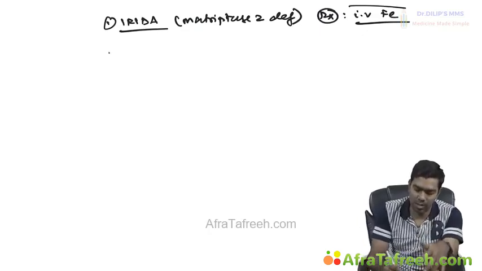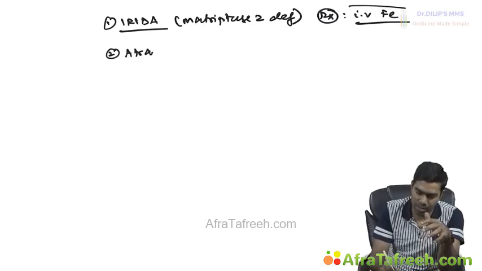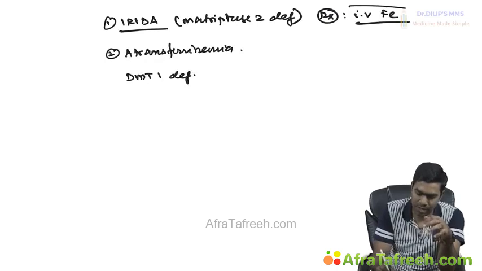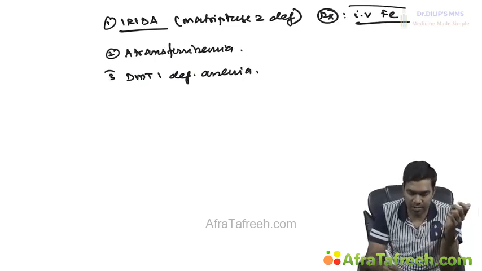But the two other things that you have to know are atransferrinemia, and the second one, DMT1 deficiency anemia. The dynamics between these two are very, very different. It's not like what you imagine, to be honest. There are a lot of things going on inside which we have no idea about.